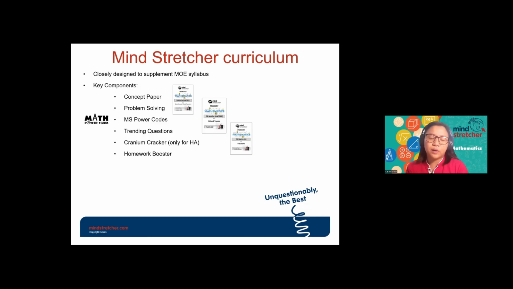For students who are in our HA program, we have a component called the Cranium Cracker, where we stretch your mind even more. We add in more information and make the question more challenging. Sometimes it may have some math Olympiad questions in it, to challenge you even further.